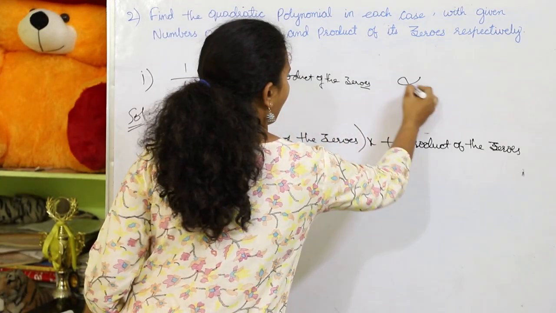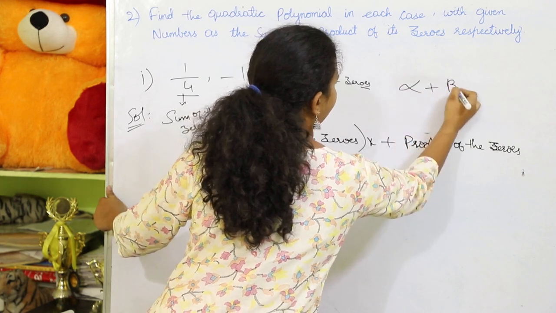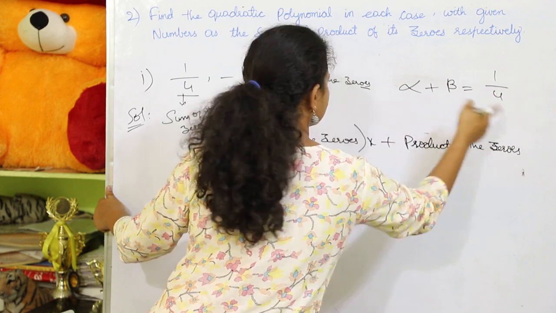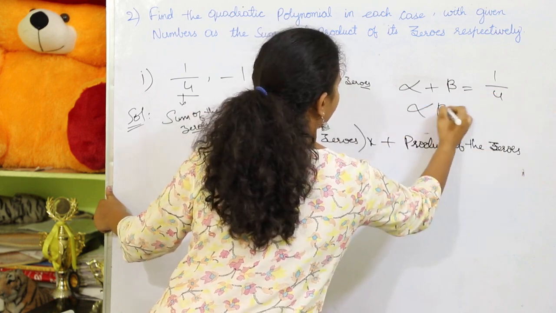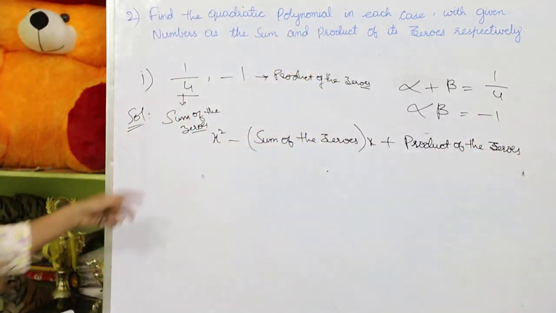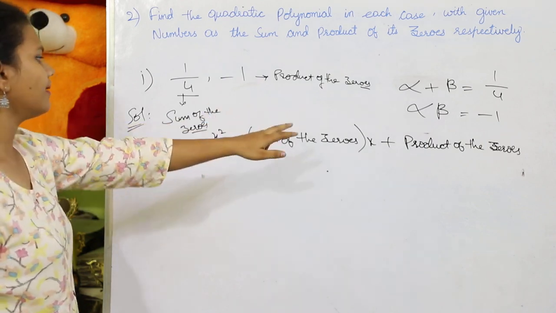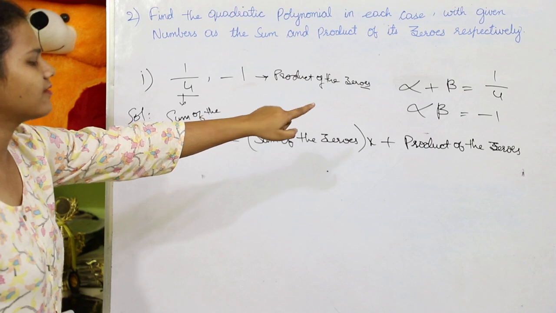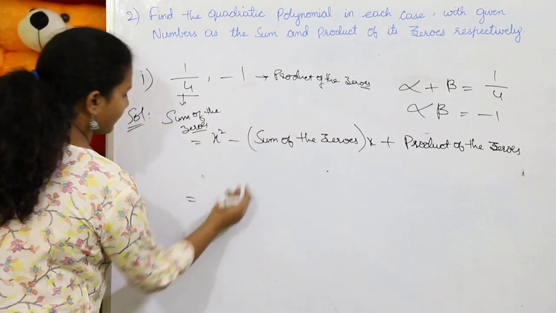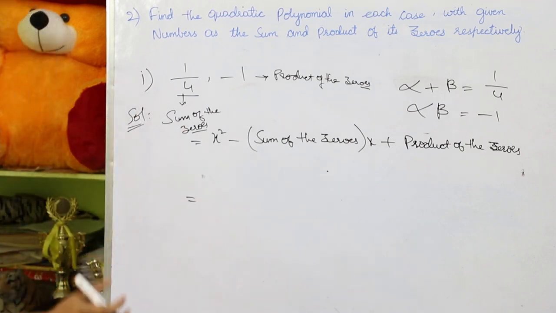Thus this becomes alpha plus beta equal to 1 by 4, and alpha into beta becomes minus 1. Are you getting it? So we can write alpha plus beta equals 1 by 4, alpha into beta equals minus 1. Here they have given one equation, right? Let us form the equation, guys. Now it's time to make an equation.